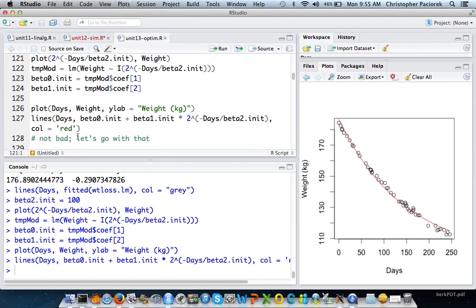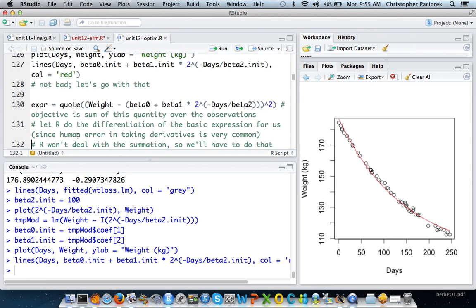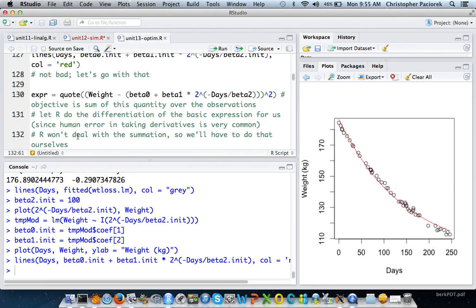Okay, so any questions about what I'm doing here or the thought process involved? Okay. All right, so what do I need for Newton's method? Well, I need to calculate the gradient and I need to calculate the second derivative. So I could sit there and work out first derivatives and second derivatives by hand.